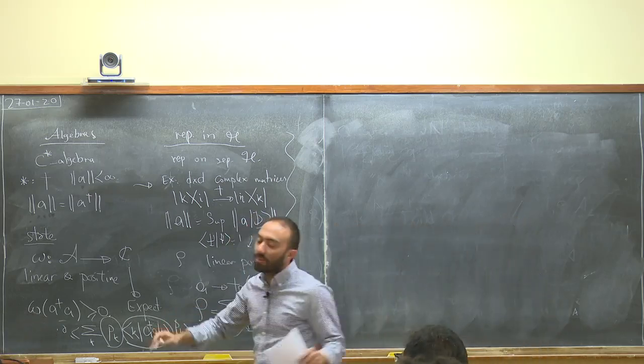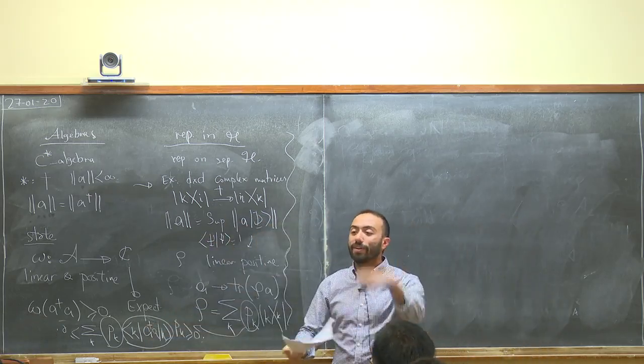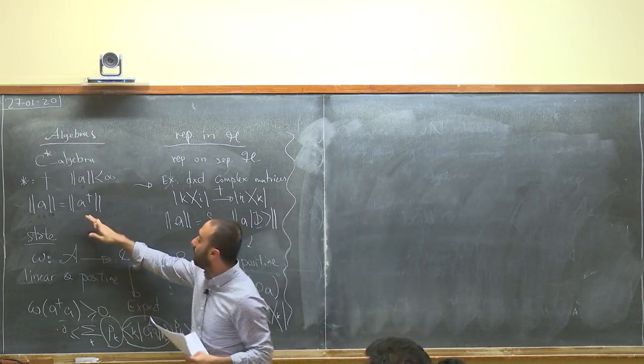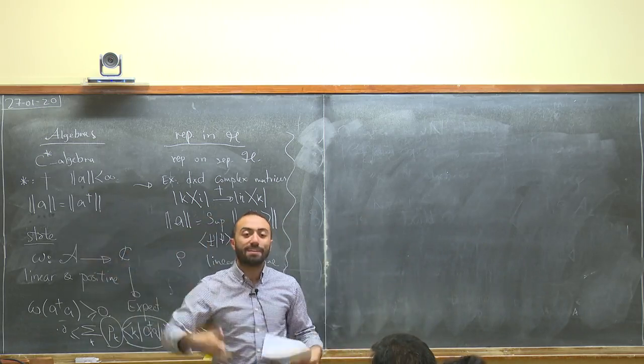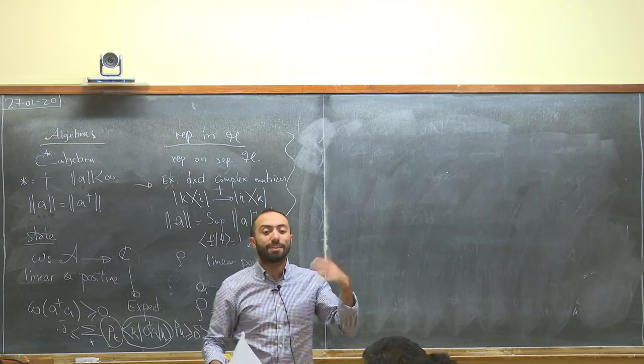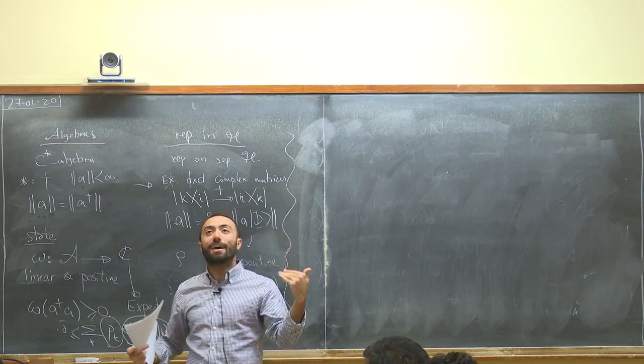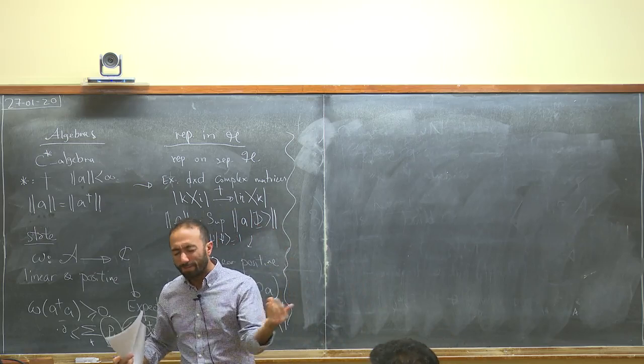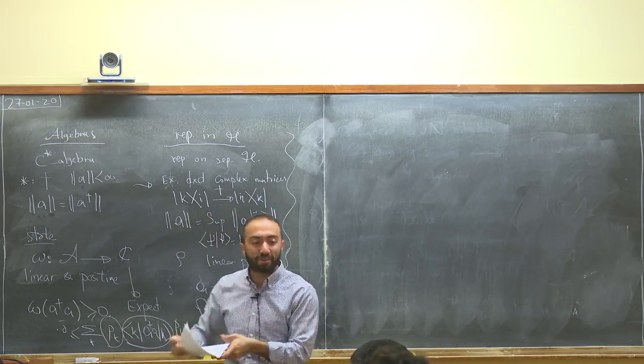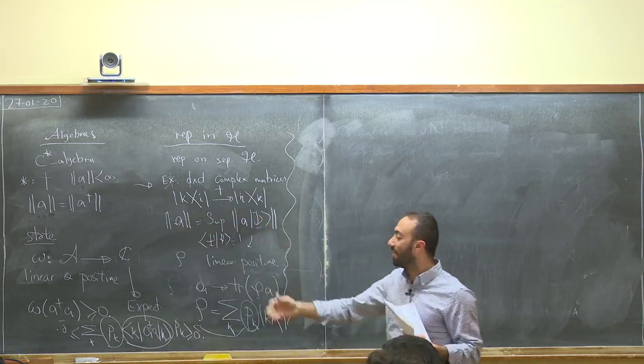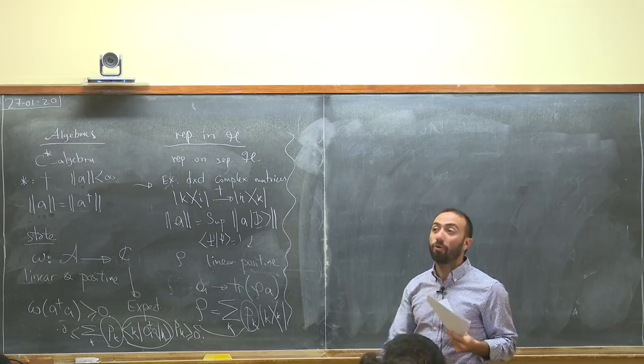Oh, I'm sorry. Here's the thing. That's right. Every self-adjoint operator in the theory of C-star algebras admits a spectral decomposition, and we call it positive if and only if the whole spectrum is non-negative.